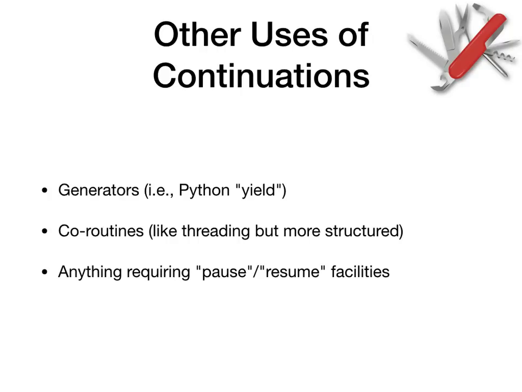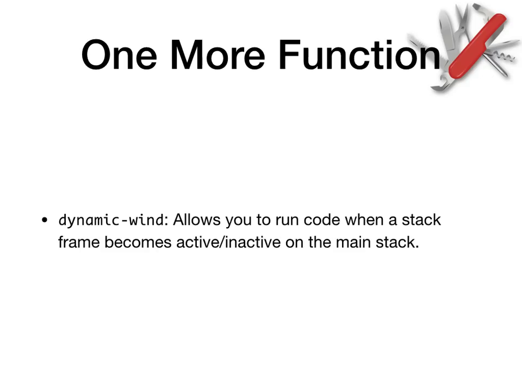There's one more function that I'm not going to get into, but it's important if you go into this heavily. That's dynamic wind. Basically, it allows you to run code when a frame becomes active or inactive on the main stack. So if a continuation call causes your stack frame to be pushed to the side, then it will call one function. If it causes your stack frame to come back into the stack, it'll call another function. So it allows you to do a little bit of cleanup and fun stuff as stack frames are pulled in and out.